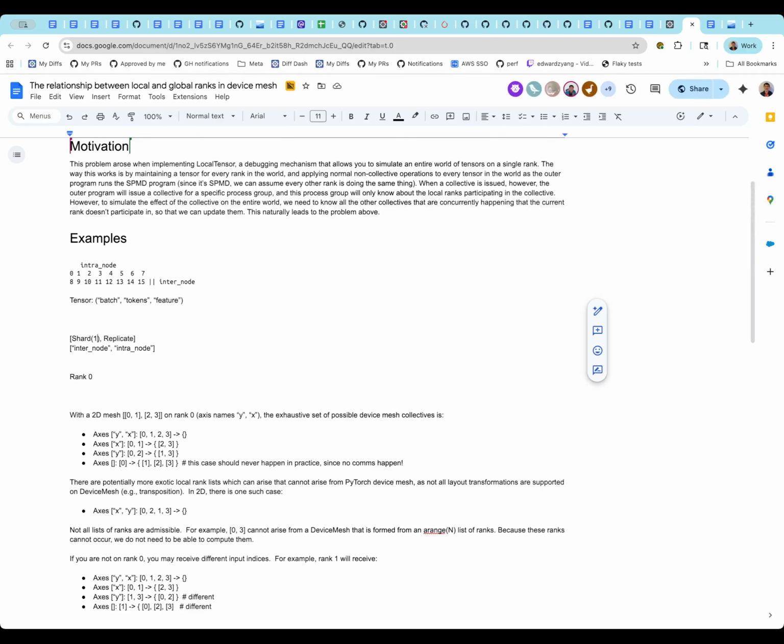So you can view it like a replicate, you don't have the dimension, but for shard, you need to specify which tensor dimension you need to shard.